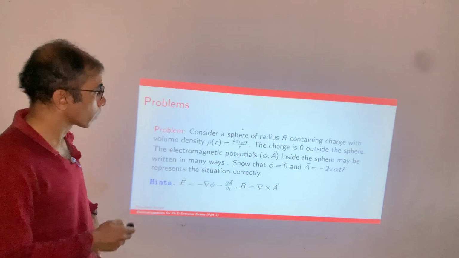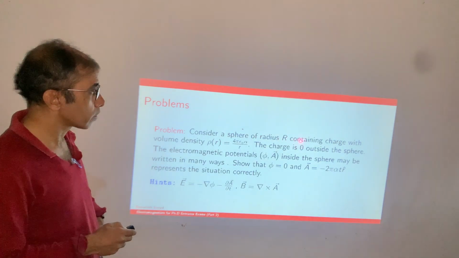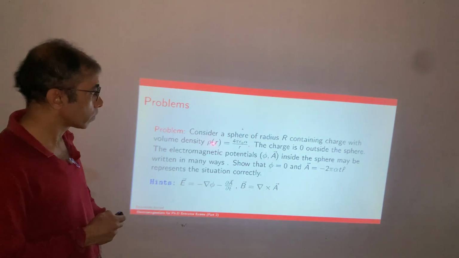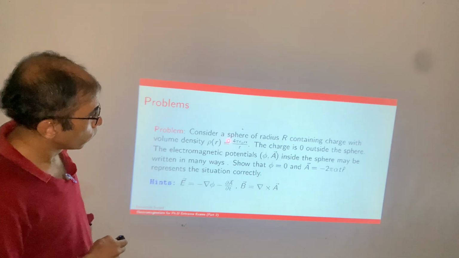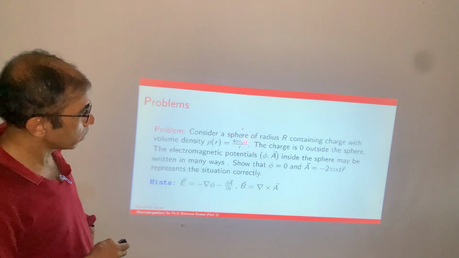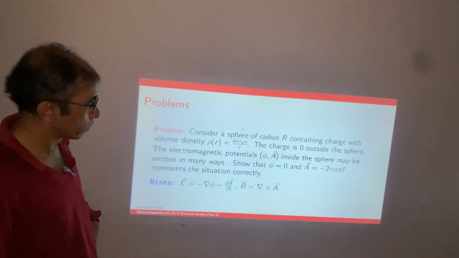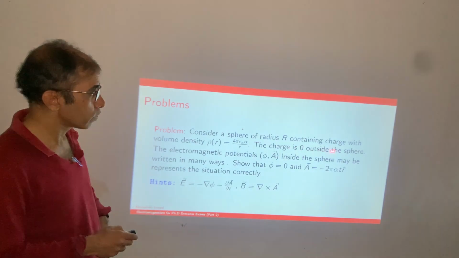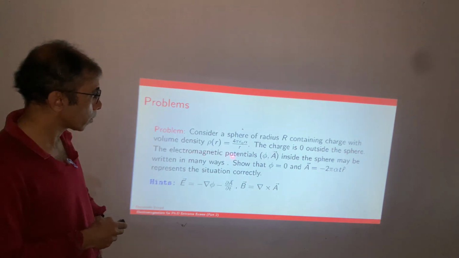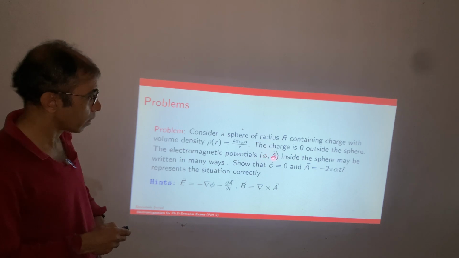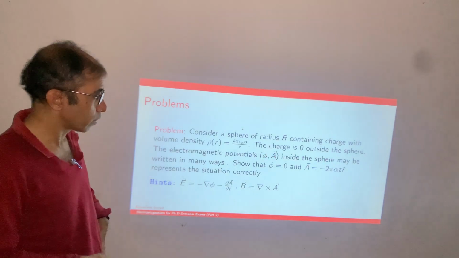Next problem. Consider a sphere of radius r containing charge with volume density rho(r) equal to 4 pi epsilon naught epsilon divided by r. The charge is 0 outside the sphere. The electromagnetic potential is given by phi and A inside the sphere.